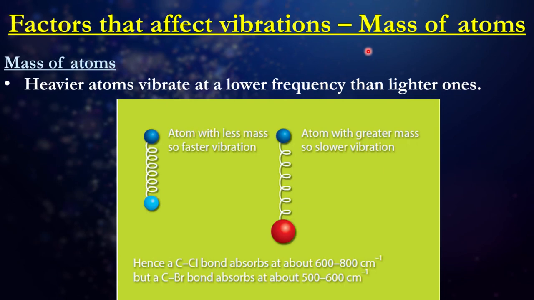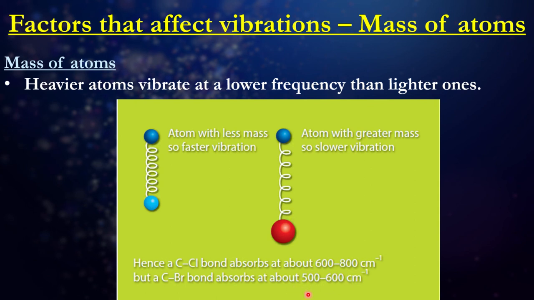We have another factor, which is the type of mass. The mass of the atom in the bond is also going to affect how fast it oscillates. The heavier atoms tend to vibrate at a lower energy, so they vibrate a lot slower than the faster vibrations of the small atoms. So carbon-chlorine will absorb a wave number of that particular range, whereas carbon-bromine will absorb infrared radiation of that particular range there.